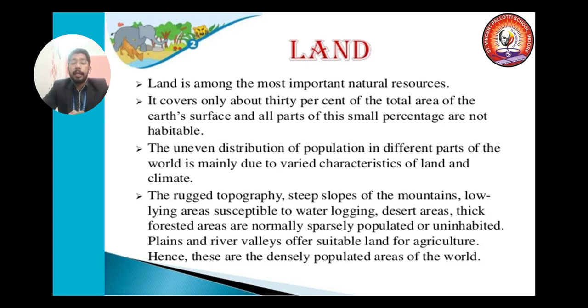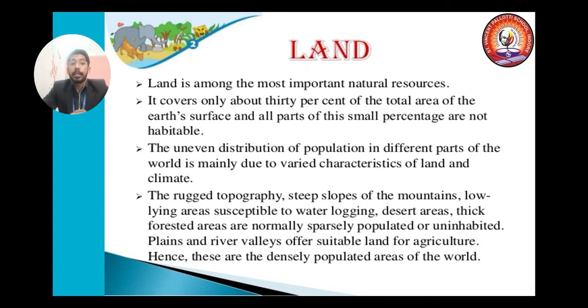We have seen that this land is not evenly divided in terms of population. Some places are densely populated and some are completely uninhabitable. Why is that so? It is because of the topography, or the geological features of the land. Rugged topography, steep slopes of the mountains, and low-lying areas are susceptible to waterlogging. Hence, these are very less populated or uninhabited.